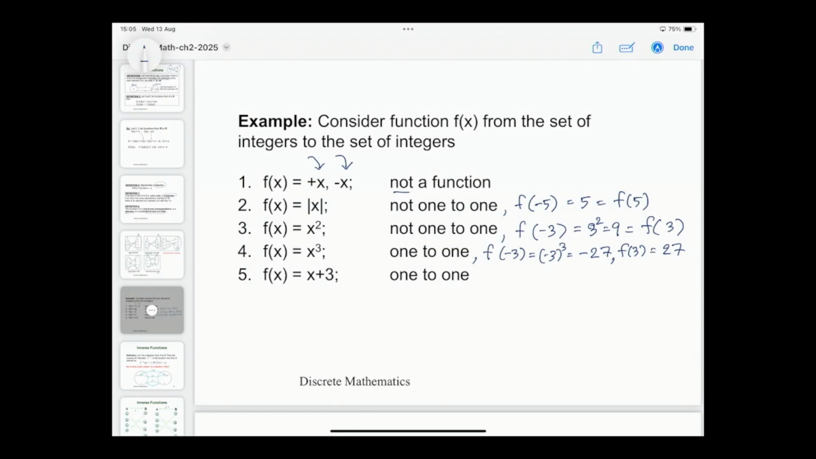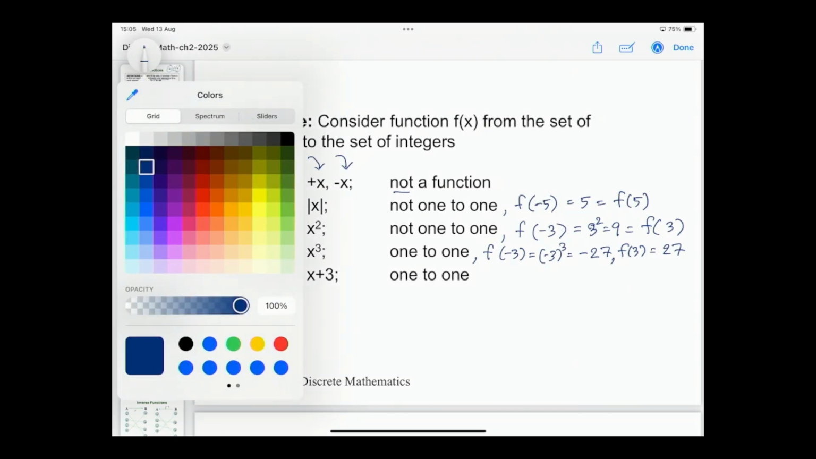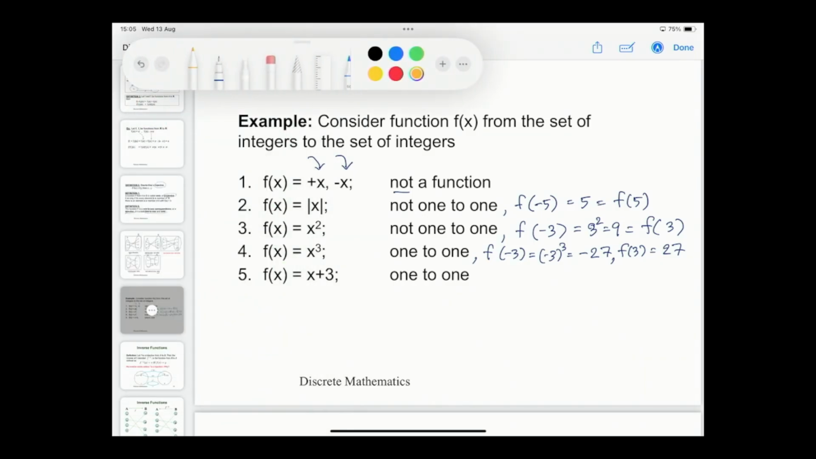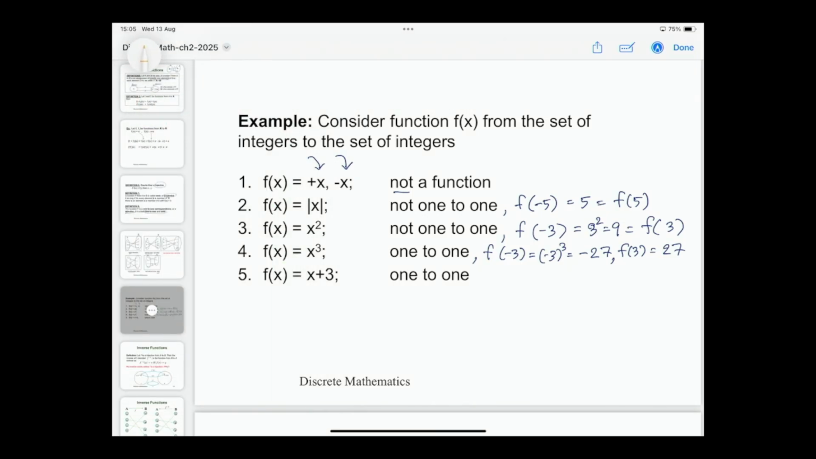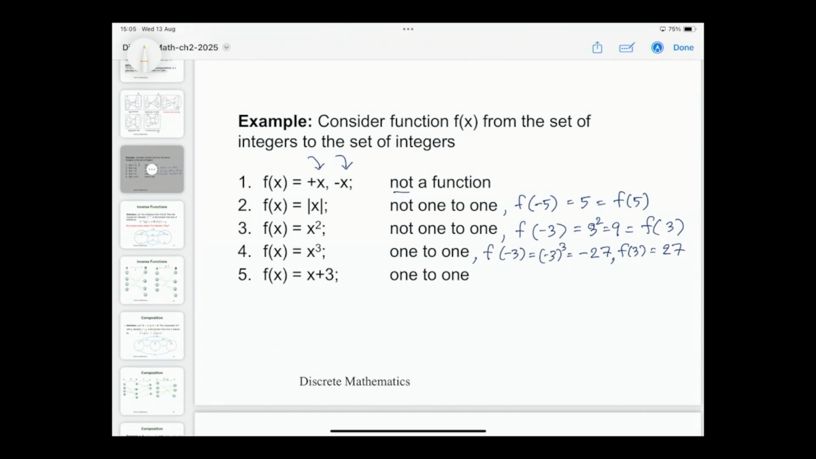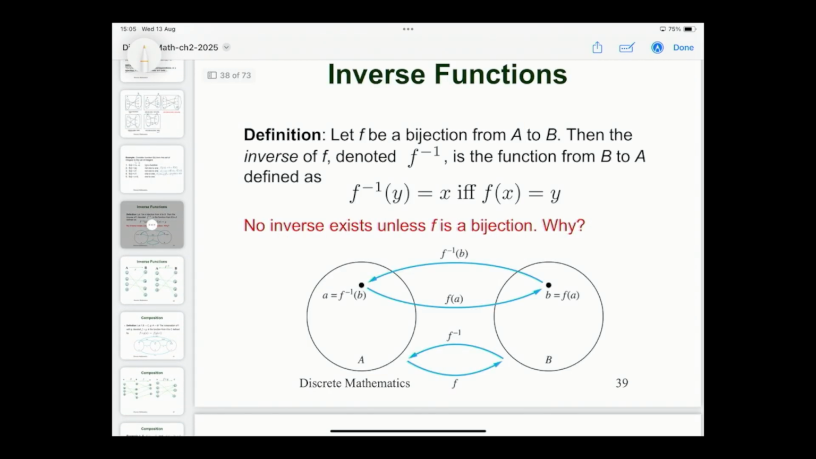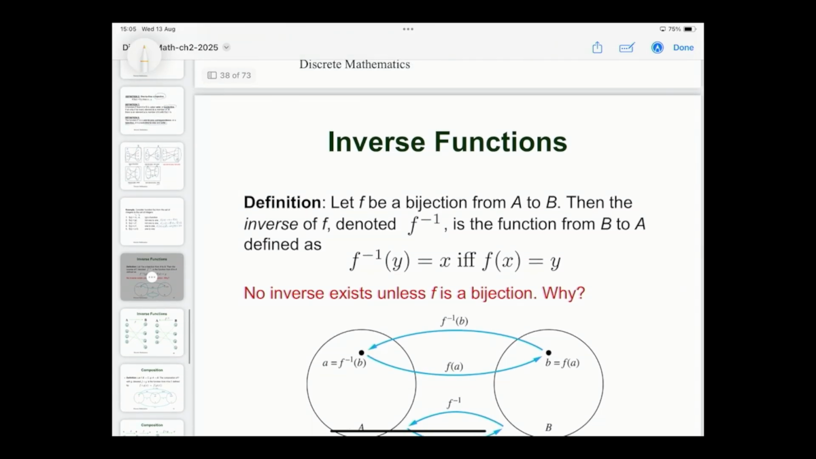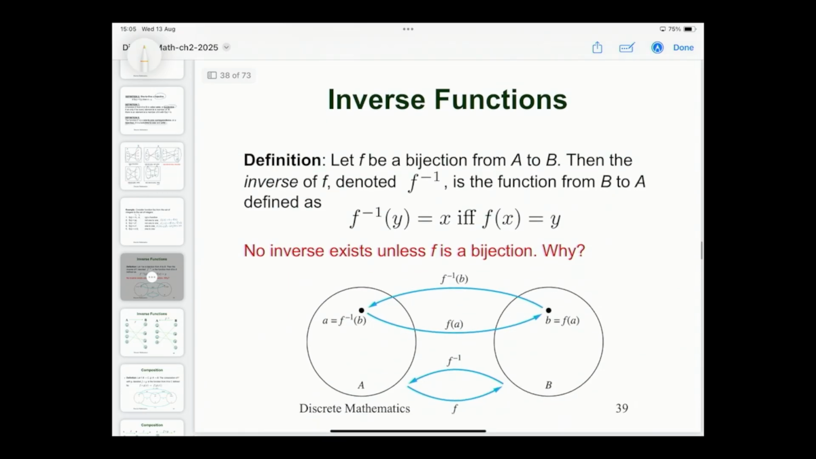There will be some exercise problems for you to work on related to this. And then, what else? The inverse of a function. Function f, the inverse of the function is this one.